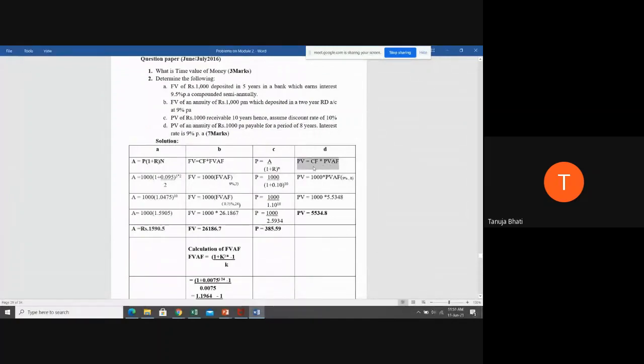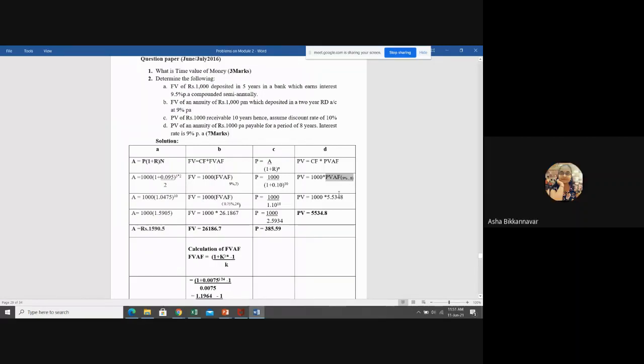So what is the formula for multiple equal cash flow? Present value is equal to cash flow into present value annuity factor, which you find out by taking 9% for 8 years. Now, can I find this particular factor using the table? And if yes, which table number? Table number 4.